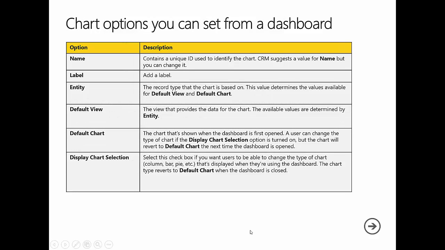Chart options you can set from a dashboard. The name and the label, the entity, the default view, the default chart that is displayed when the dashboard is first opened, and whether or not you want users to be able to change the type of chart, column, bar, pie, etc., that's displayed when they're using the dashboard. The chart type refers to the default chart when the dashboard is closed.